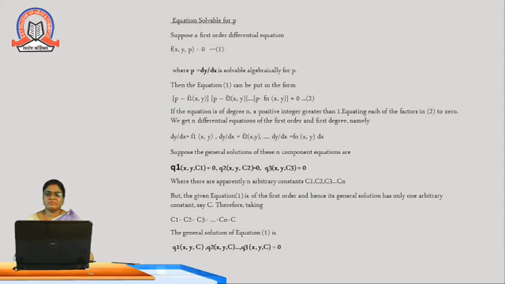Equation solvable for p. We want to remember the condition and procedure how to solve it. We first make the equation in the form of f of x, y, p equal to 0. Substituting p equal to dy by dx, we will get the equations. After solving, with the constants, we will get the equation of the answer. Equation solvable for p has the solution without the term p.